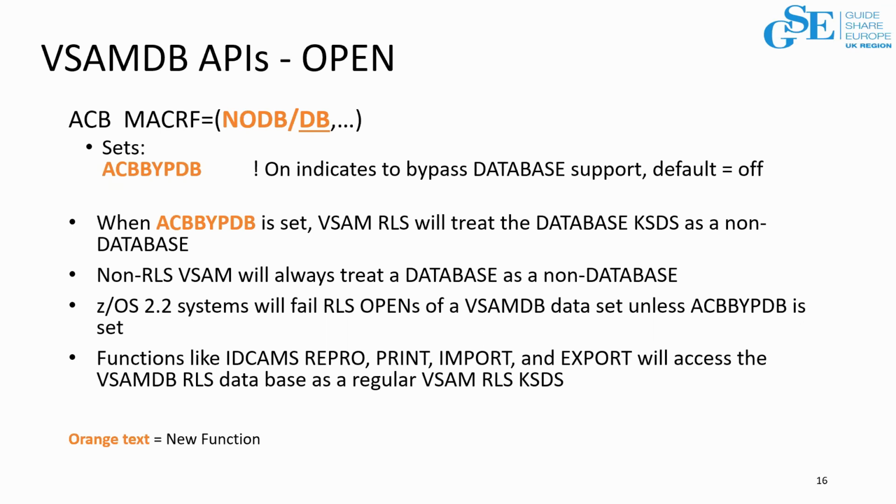Non-RLS will always treat the database as a non-database, so there was no additional toleration, but we had some very minor toleration support for the lower releases. But again, this shipped in 2.3 and above. Again, for functions like any kind of data manipulation, whether you're going to try to print it, import it, export it, or copy it, we will access the data set as non-database, as a regular VSAM RLS KSDS, and not as a database for some of the movement functions that you might do with the data set.